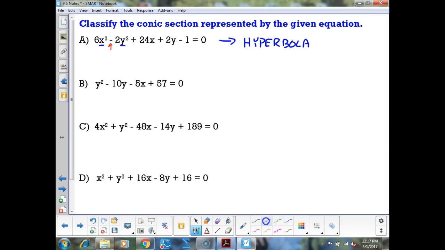What are your thoughts on B? That one's a parabola because there's only one squared term. So this one is a parabola.